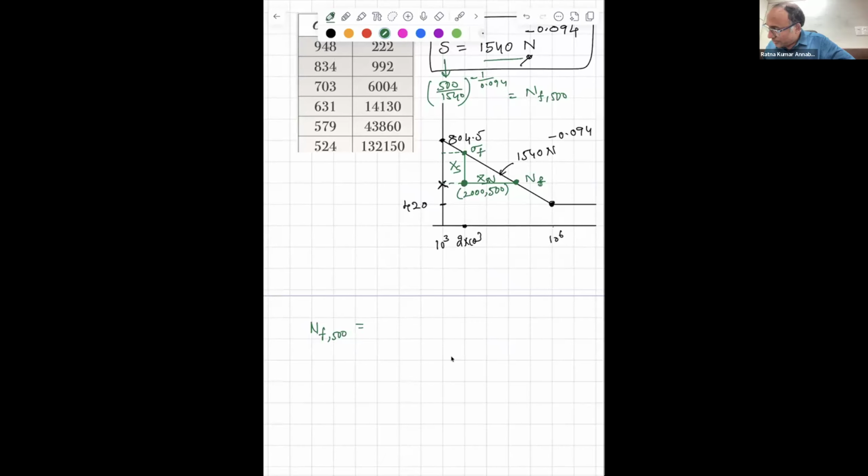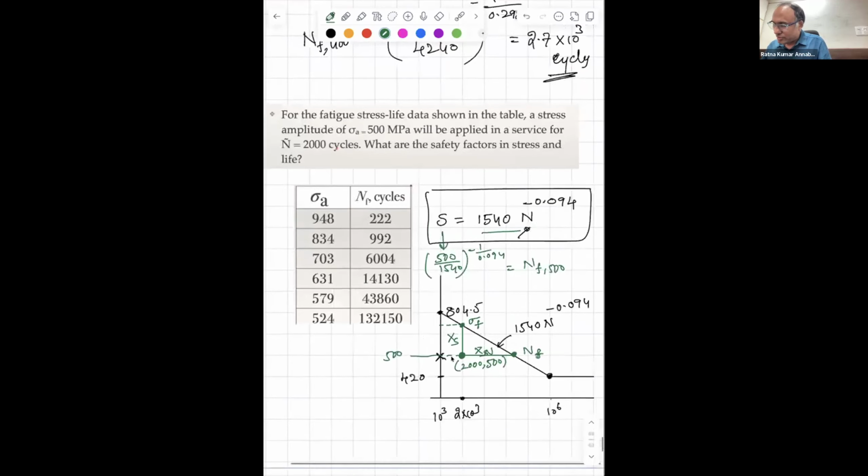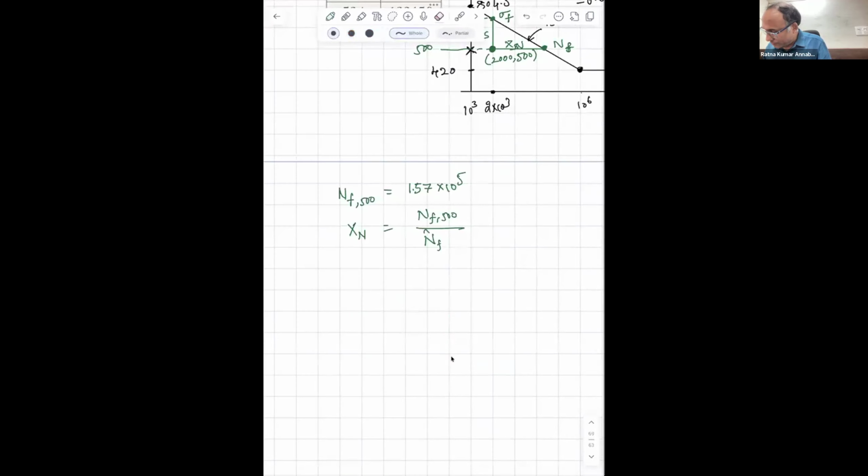Now I wanted to know if you are operating at that particular 500 MPa, how many number of cycles the component can last? 1.57 into 10 power 5. Yes. Now, so factor of safety in life is equal to NF at 500 divided by N tilde, not NF, N tilde, the number of cycles it is designed for. Correct?